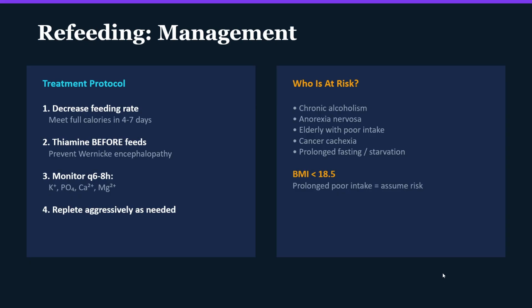Who's at risk? Anyone who has been starving, alcoholics who haven't been eating, anorexia nervosa patients, elderly patients who stopped cooking for themselves, cancer patients with prolonged poor intake, prisoners on hunger strikes. If the BMI is below 18.5 and they haven't been eating, assume refeeding risk.